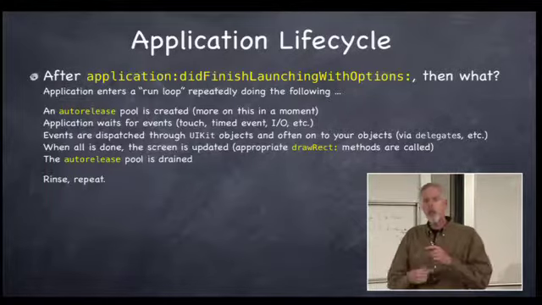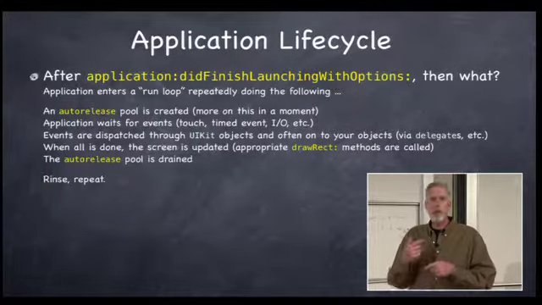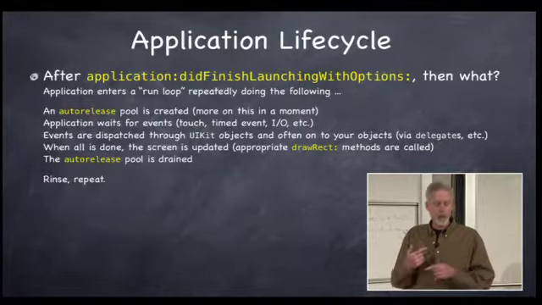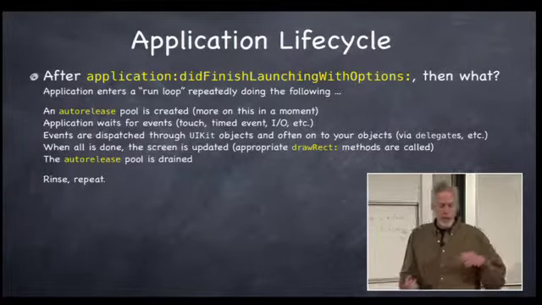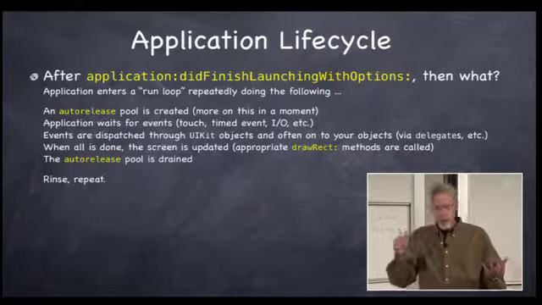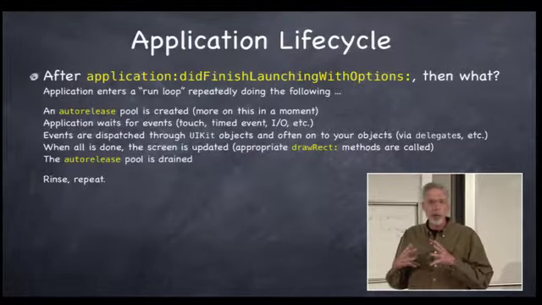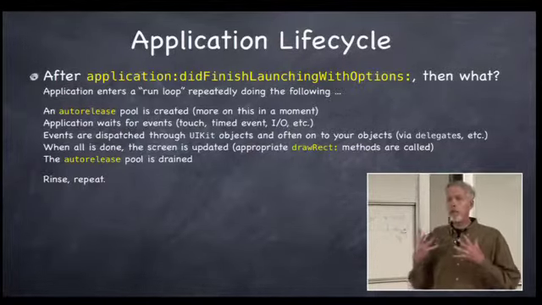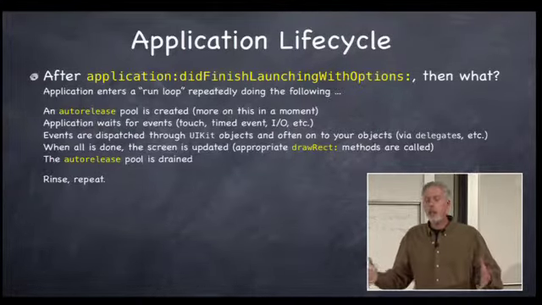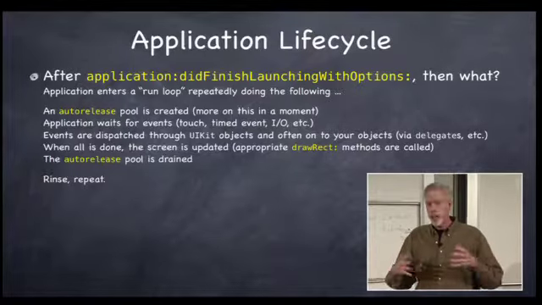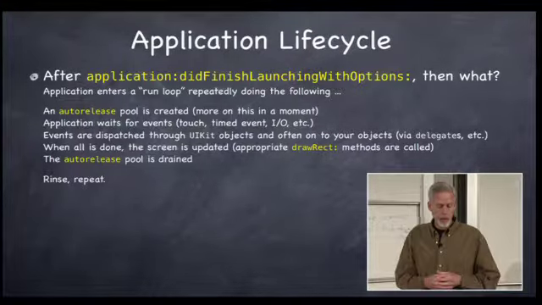Okay, then the application goes into what's called a run loop, where it's just going around and around doing the same thing over and over, which is it creates an autorelease pool, which we're going to talk about, waits for events, and these might be touch events, they might be some timed events you can set up, they might be I/O events happening, network or whatever. These events are then dispatched through UIKit objects, might get to you through delegates and other mechanisms.